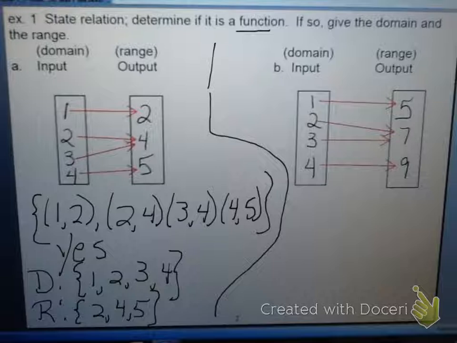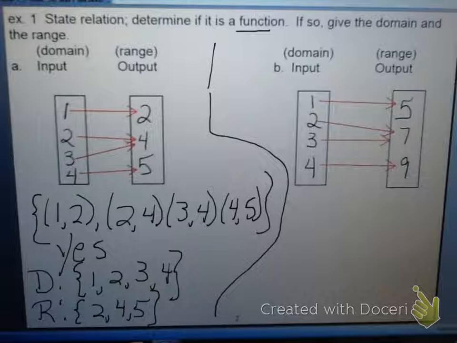So we would write them as ordered pairs. 1 goes with 2, so the first ordered pair is (1, 2). The next is (2, 4). Then the next is (3, 4). Then (4, 5). It is a function because the x values did not repeat. The domain is {1, 2, 3, 4}, and the range is {2, 4, 5}. We would not write 4 twice.